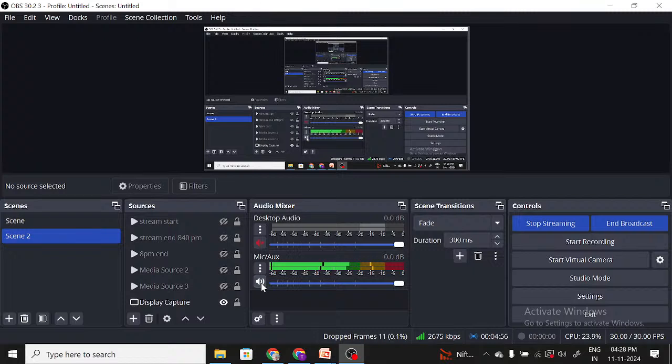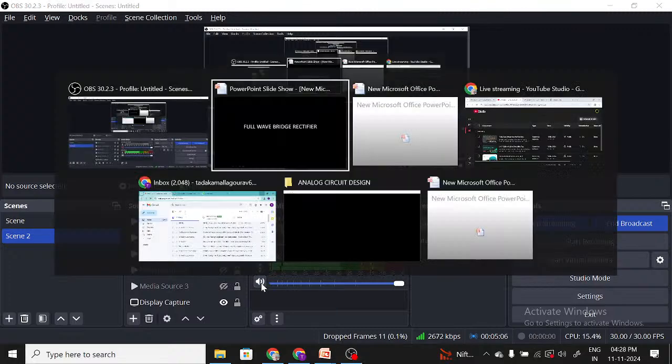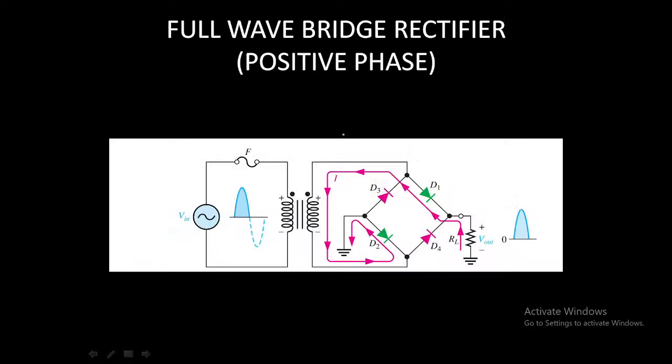So today we are going to start the topic called full wave bridge rectifier circuit. In our previous session we completed the topics of full wave rectifier and half wave rectifier, and in this session we are going to discuss the full wave bridge rectifier. So what is this full wave bridge rectifier? The typical circuit looks like this.